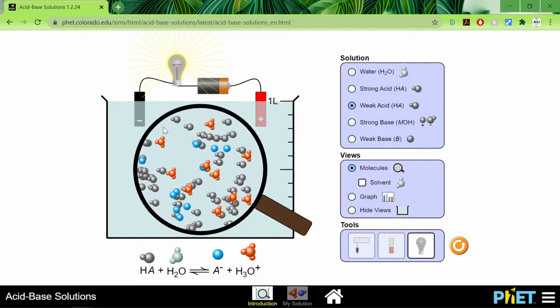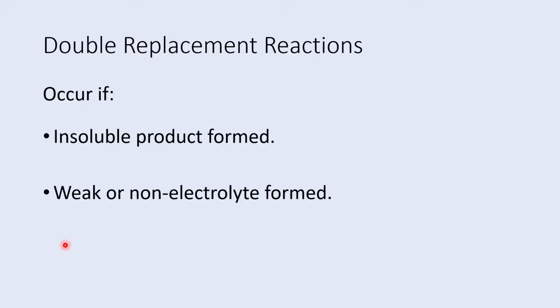To sum up, strong electrolytes dissociate into ions completely in aqueous solutions. Very few molecules of a weak electrolyte will dissociate into ions when it is dissolved in water. And non-electrolytes essentially do not dissociate into ions at all. When we learned about double replacement reactions, we assumed that they occurred the way the equation was written. But certain conditions have to be met in order for these reactions to occur.